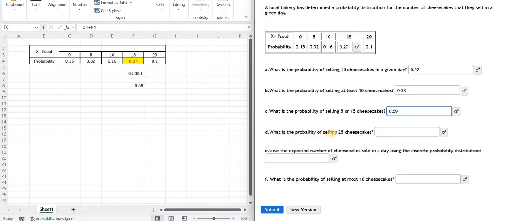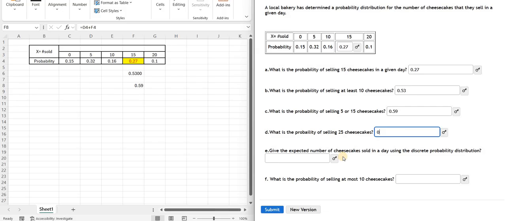What is the probability of selling 25 cheesecakes? The probability is 0 because they don't sell 25 cheesecakes in a day. So that is, it's not present here. So that means we do not have a probability for it, which means the probability is 0. Impossible.